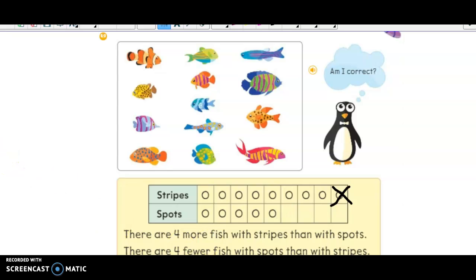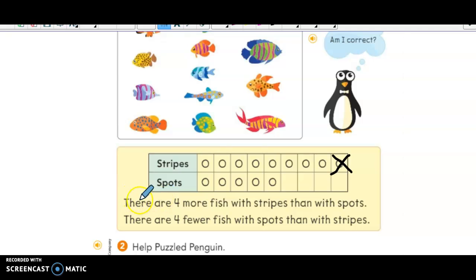Okay, so now we have to check his comparisons because we know that he counted wrong, so his answers are probably going to be a little bit off. There are 4 more fish with stripes than spots. There are 4 fewer fish with spots than stripes. Okay, let's do our same. So we draw the lines, same. Now we draw our oval for the difference. Different. How many different? Let's count them. 1, 2, 3.